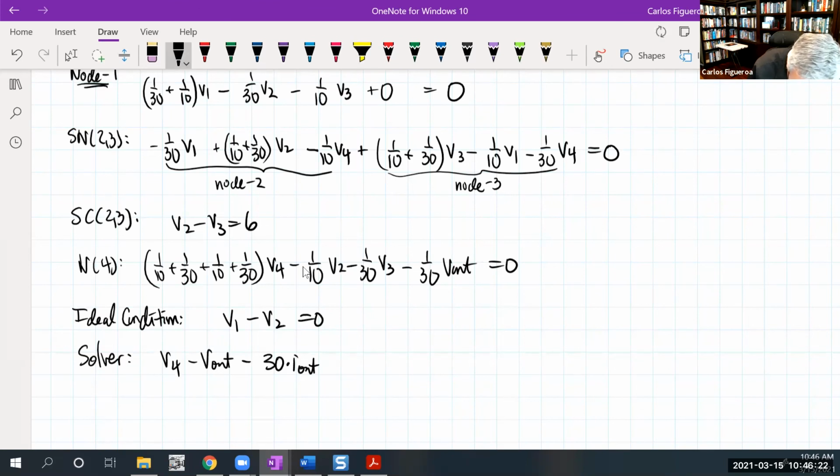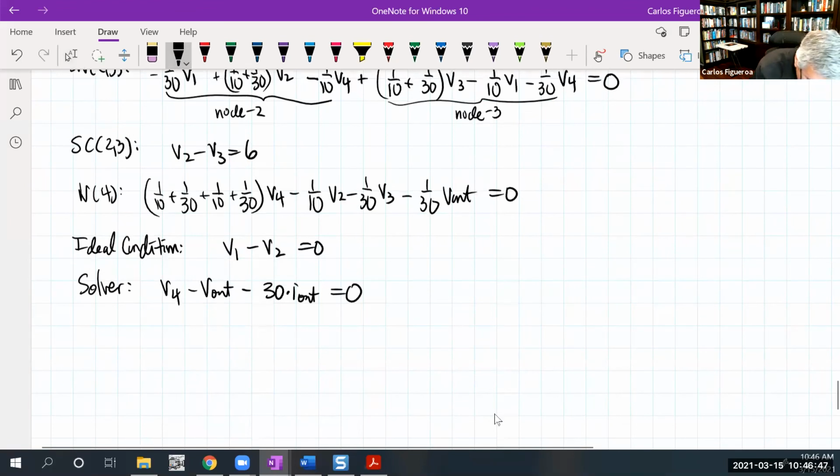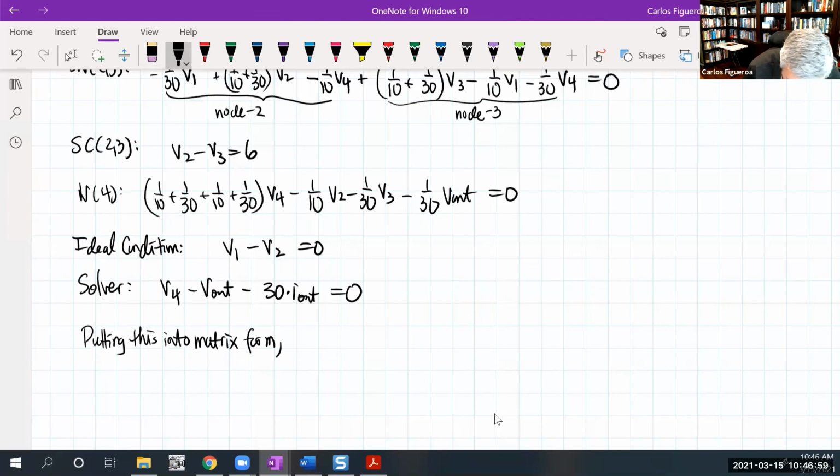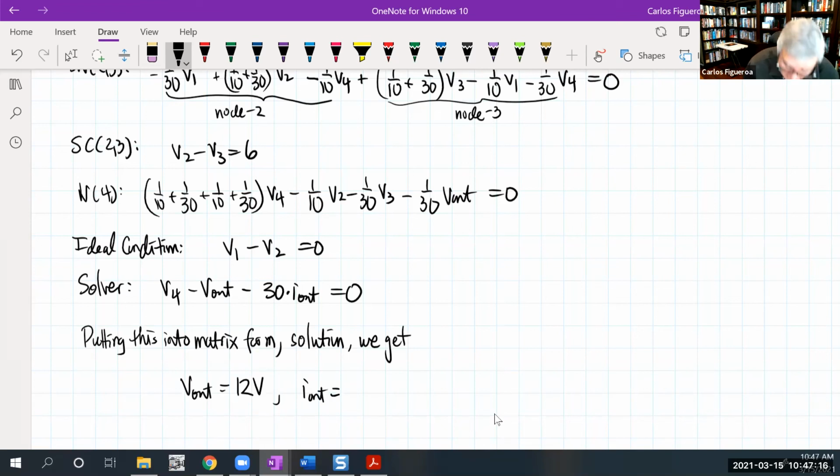So if I erase this, so now I have this matrix. I don't really want to write this out. How about if we say the following thing here, that I'm going to leave it as an exercise for the student, if I could say it this way. So we're really practicing the setup. So, you know, putting this into matrix form, solution, we get that V out is 12 volts and I out is negative 0.33 milliamp. So you get the exact same result.